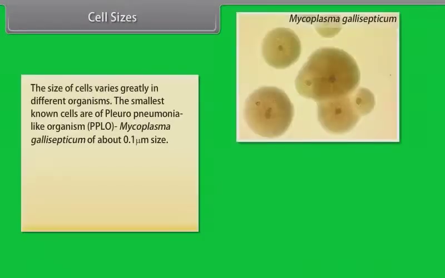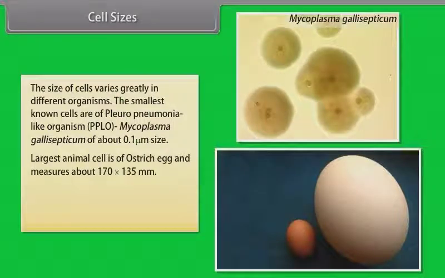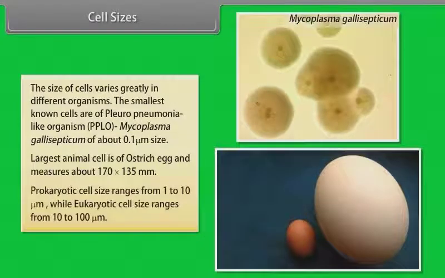Cell sizes. The size of cells varies greatly in different organisms. The smallest known cells are of pleuropneumonia-like organism, that is PPLO, Mycoplasma gallisepticum, of about 0.1 micrometer size. The largest animal cell is of the ostrich egg and measures about 170 by 135 millimeter. Prokaryotic cell size ranges from 1 to 10 micrometer, while eukaryotic cell size ranges from 10 to 100 micrometer.